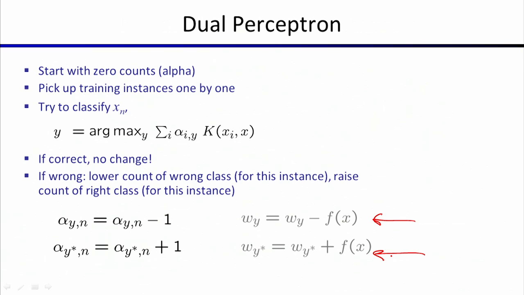The effect of that was to make the prototype for y less like this example, and the prototype for y star more like this example. And the analog of that in the dual case is just to say, all right, well, I was supposed to guess y star, so up its count. I made a mistake on it. And I accidentally guessed y, so lower its count. Same update, except instead of adjusting the weights, we adjust the mistake counts. If we then did a reconstitution of the weights, we get the same answer as the normal perceptron, but there don't actually have to be feature vectors to reconstitute.